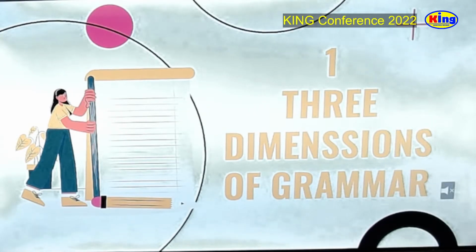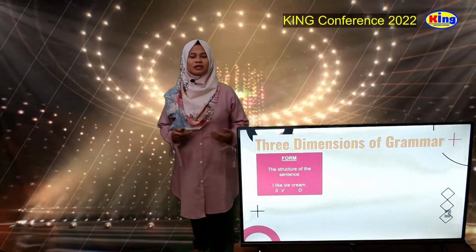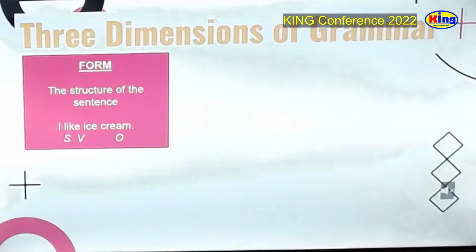Okay, we will learn about grammar. We have to know about these dimensions. The first one, we talk about form. Form is the structure of the sentence. For example, I like ice cream. From this sentence, we have subject, verb, and object.